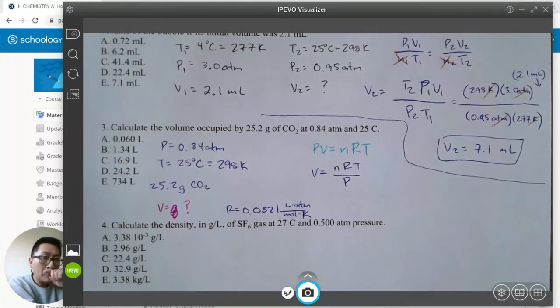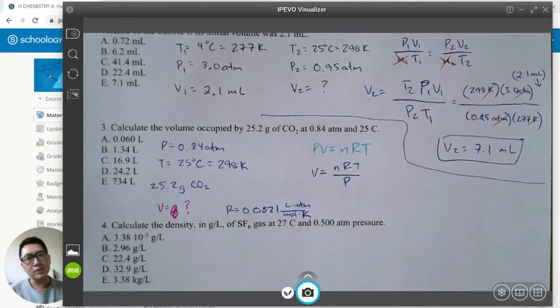Okay, so let's change grams to moles. We know how to change grams to moles. That's from chapter 3, the stoichiometry thing. To change grams to moles or moles to grams, the first thing I always need to find is the molar mass. The molar mass, in this case, of carbon dioxide: look up the molar mass of carbon, add to it 2 times the molar mass of oxygen.